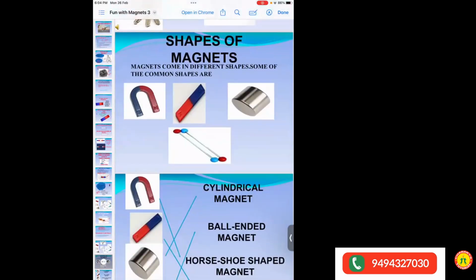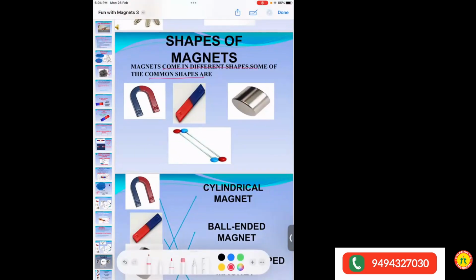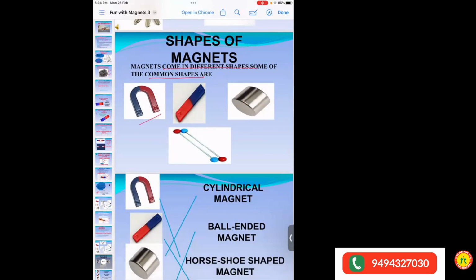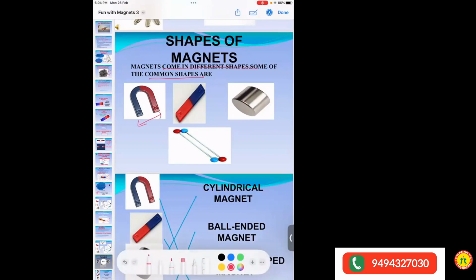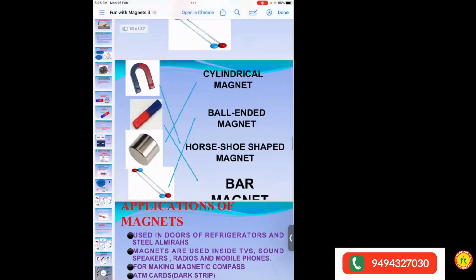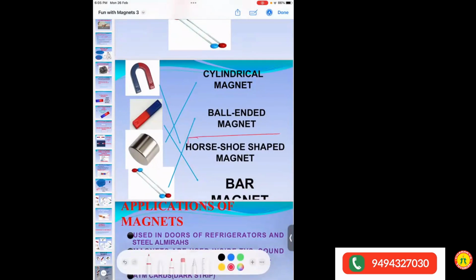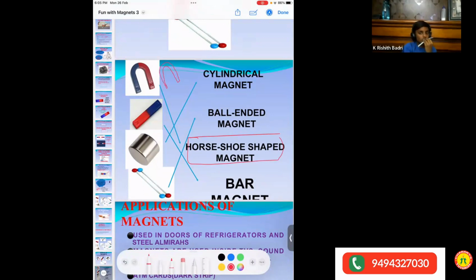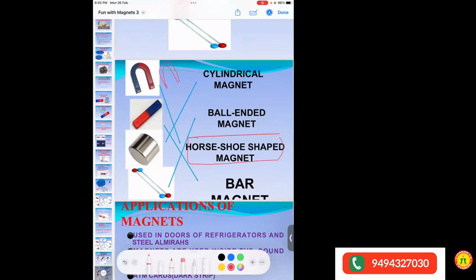Now coming to the next one, shapes of magnets. Magnets come in different shapes. Some of the common shapes, the first one, with the south and the north pole, you can see in this picture, is called a horseshoe shaped magnet. Why is it called a horseshoe shaped magnet? Because it is like the shape of a horseshoe. That is why it is called the horseshoe shaped magnet.